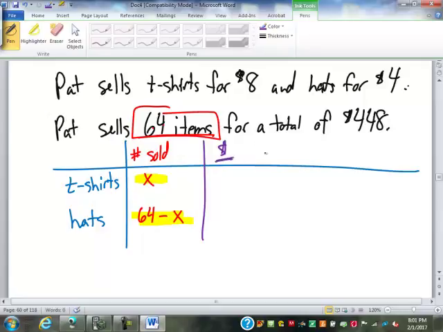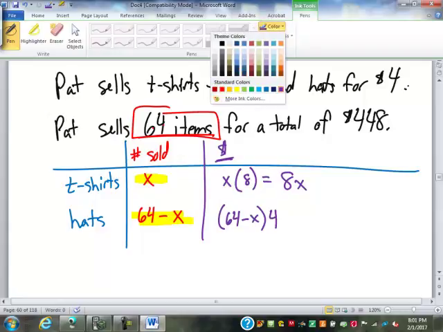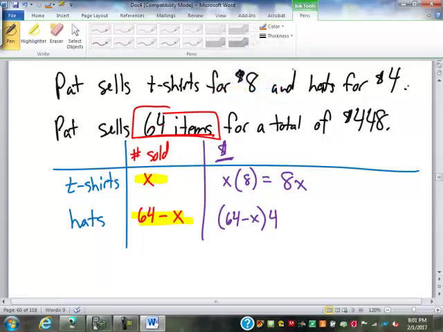So now we've got to find the dollar amount from each. The dollar amount from each is the number sold times the price. So X times 8 is the dollars from t-shirts. That's 8X. 64 minus X is the number for hats times 4. Now this looks a little bit backwards, but we can still go ahead and do it the same as the others.